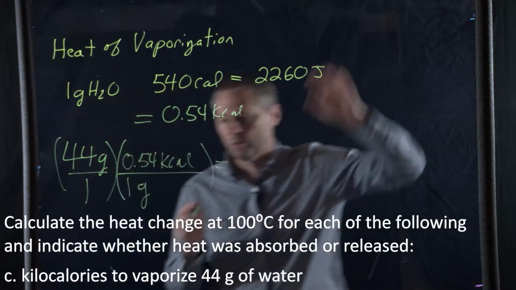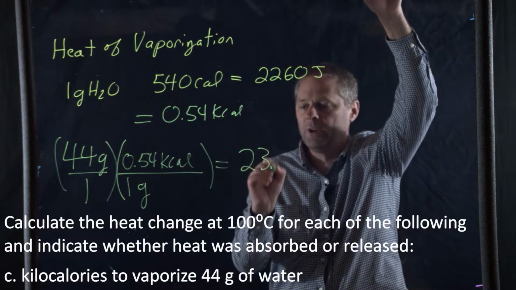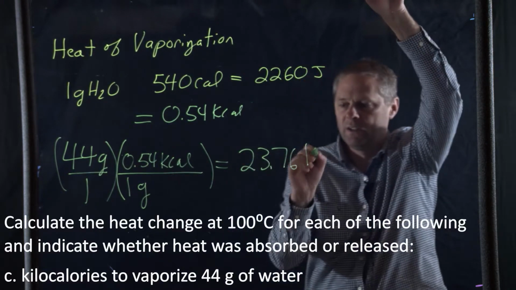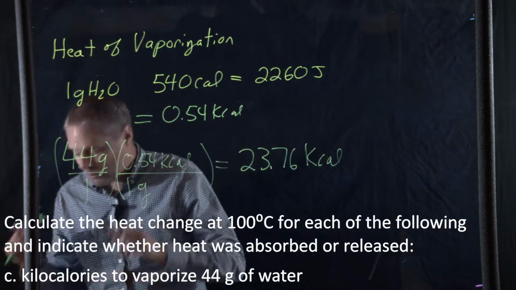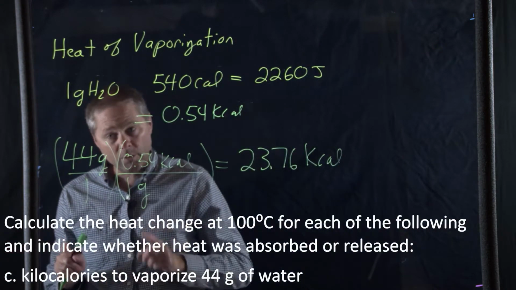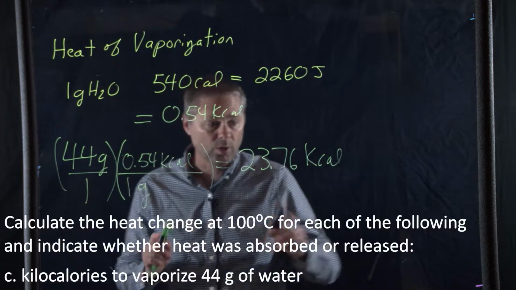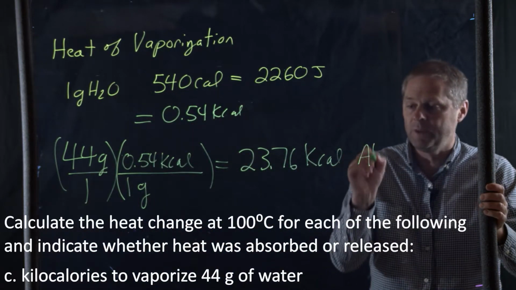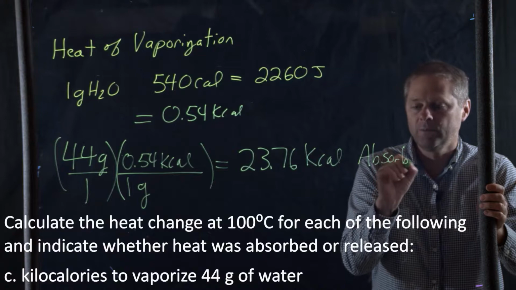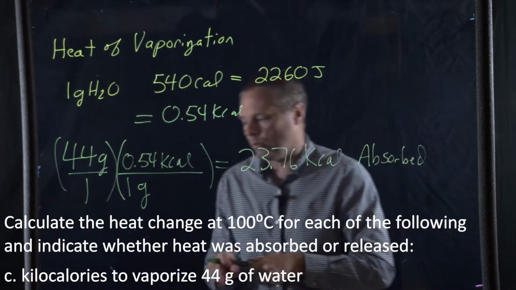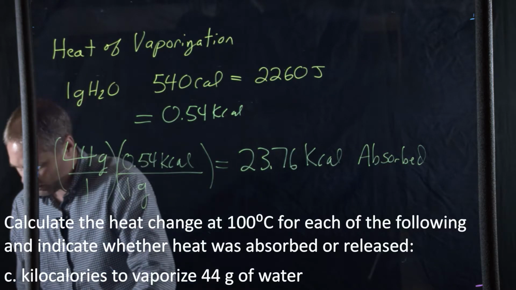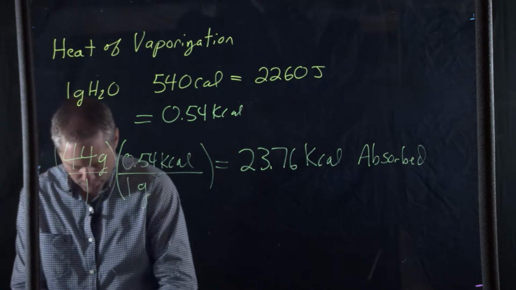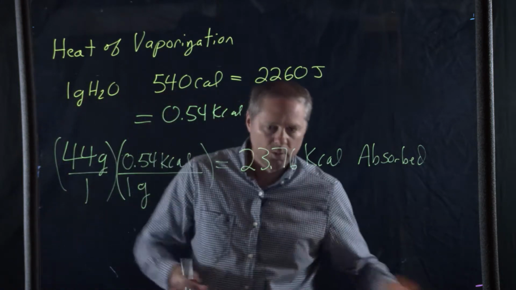We go through and do this arithmetic, we get 23.76 kilocalories. Now, since we have to vaporize the water, so going from liquid water to gaseous water, that's going to be heat that's absorbed by the system, or it will be positive. And we have just one more of these problems. Oops, we're going to go to blue here. Try blue.